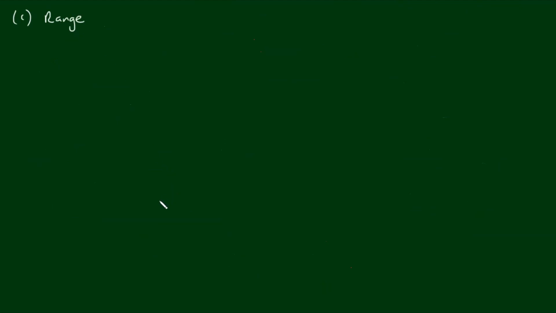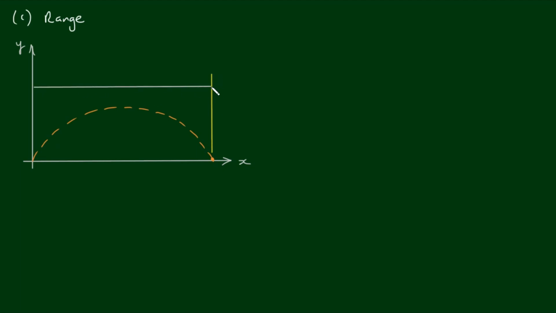So the final part of the question, part C, is to find the range. And this is the easiest part because we've done all the groundwork in part A. So I'm just going to draw the trajectory again. So the range is defined as the maximum horizontal distance of the flight of the projectile.